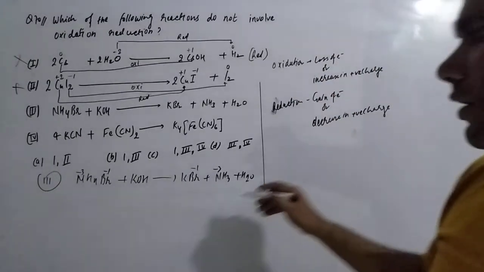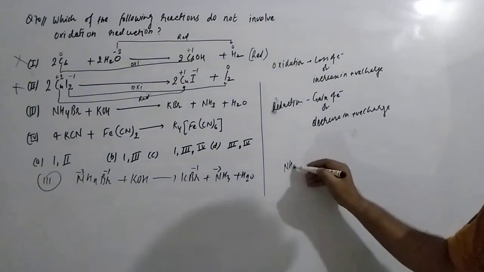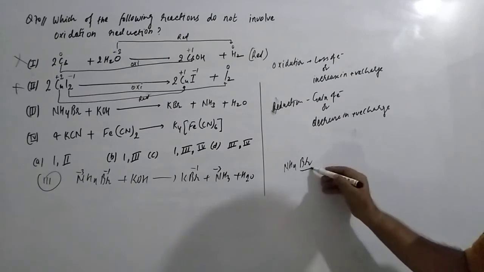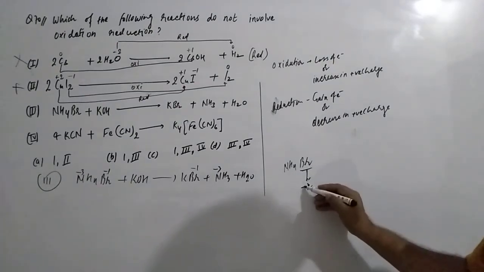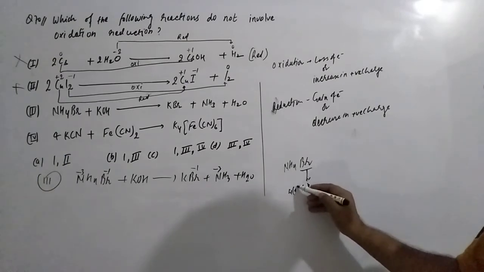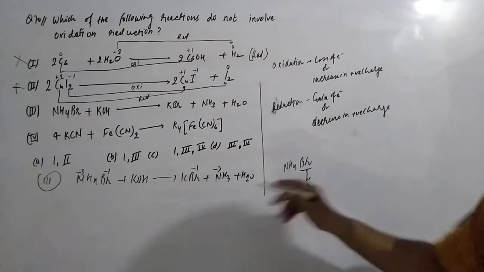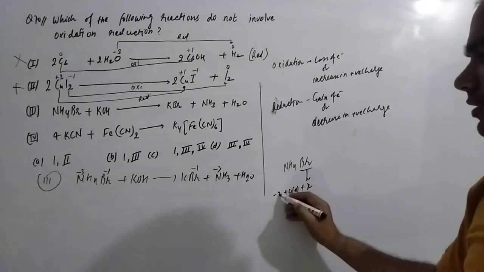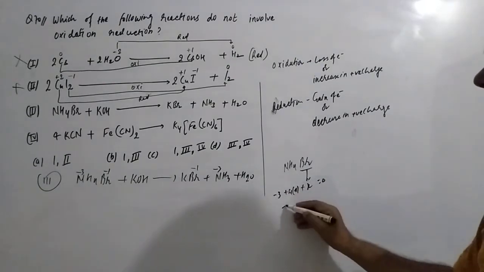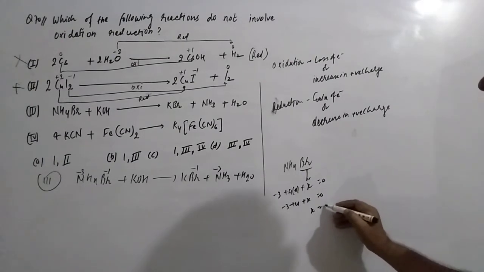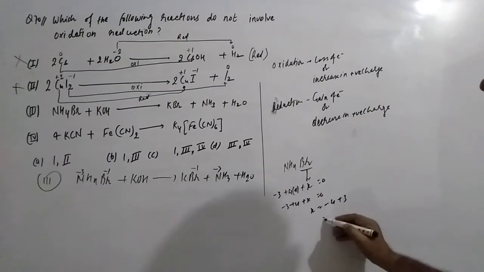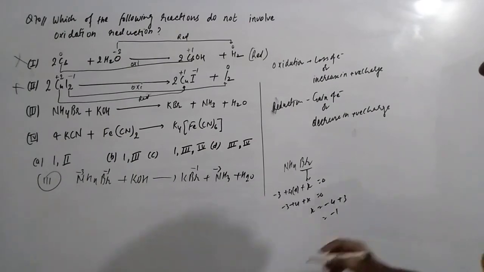I am doing rough work here. You check, student, because it is a little confusing. NH4Br is there, so you are calculating Br. Consider Br to be X, and 4 hydrogens are there. Each hydrogen is +1, and nitrogen you already calculated is -3, equal to 0. So -3 plus 4 plus X is equal to 0. So X is equal to -4 plus 3. So how much is coming, student? -1. So that is correct.